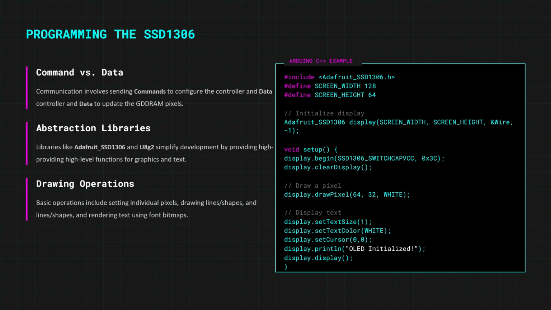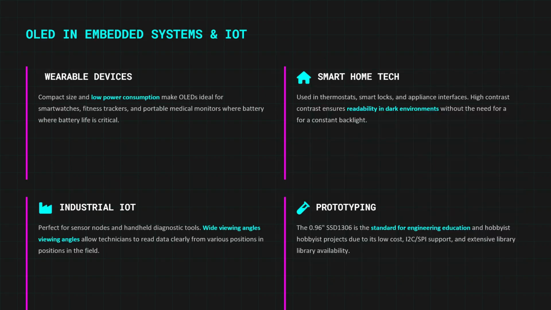For example, in Arduino programming, we first initialize the display using the library functions, clear the screen, and then use drawing functions to display text or graphics. These abstraction libraries greatly simplify complex display control operations. Let's move to the next slide.